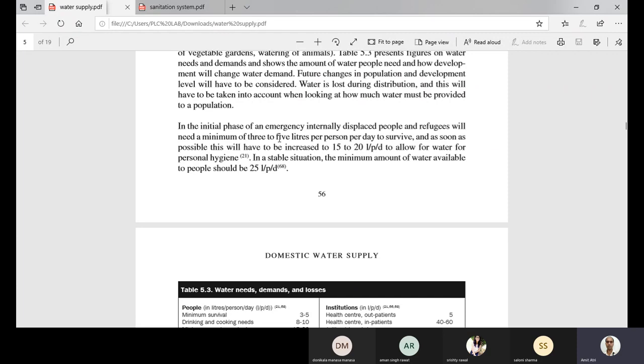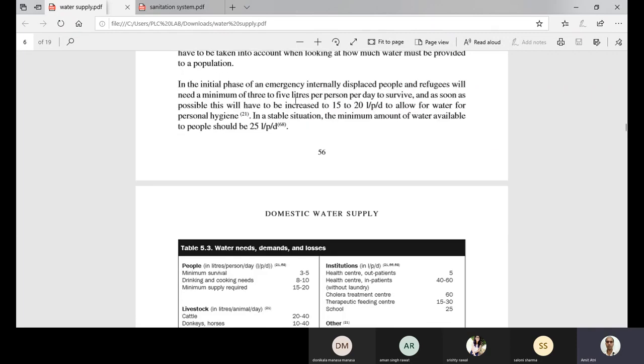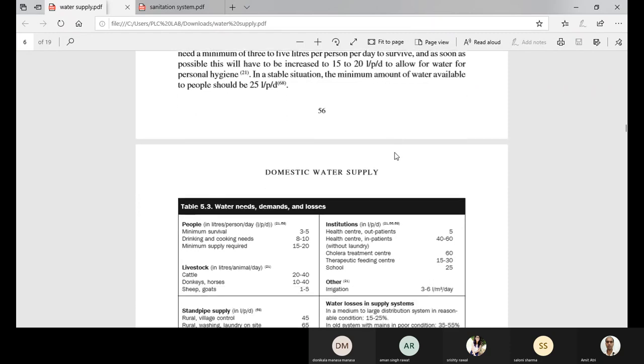Then at the initial phase, like with refugees or an emergency situation, 3 to 5 liters of water per person per day is one of the references for how much water should be given. Okay, then further it can be increased to 15 to 20 liters per person per day, depending on the water availability. In a stable situation, the minimum amount of water available to people should be 25 liters per person per day.